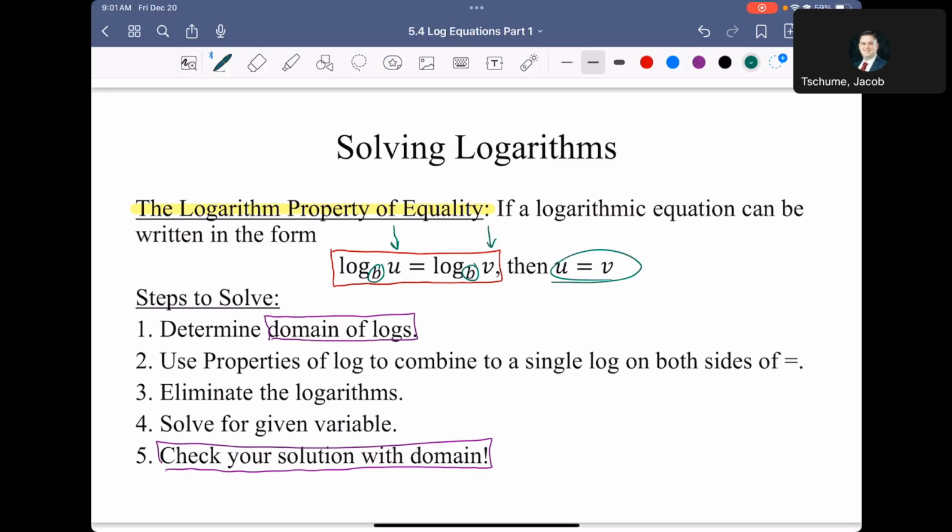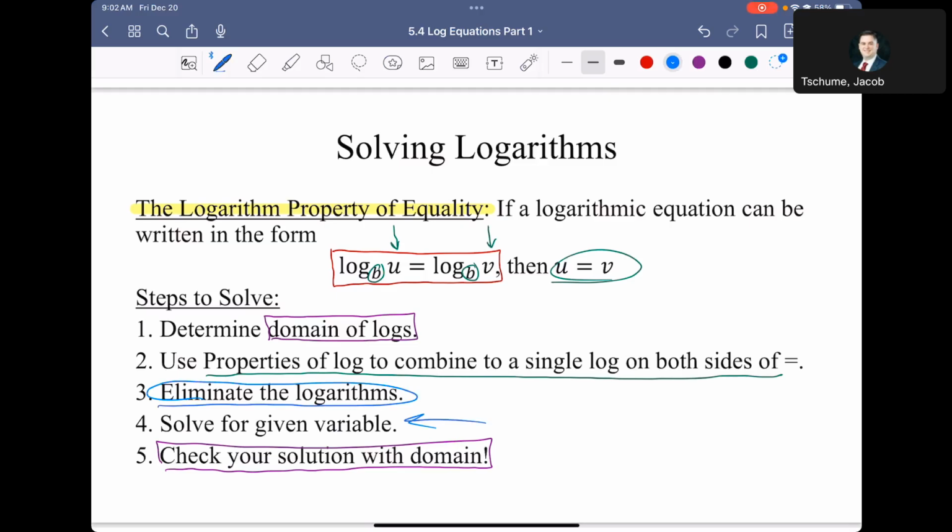Other than that, just another piece of advice: if you do have multiple logarithms on one side, make sure you go back and use any properties of logarithms that we've learned in order to combine them into a single logarithm on both sides, because we don't want two logarithms on the left and one logarithm on the right. We want to get these down to one logarithm on the left and one logarithm on the right. Because once you do that, what the logarithm property of equality says is that you will eliminate your logarithms and then you will solve directly for the given variable.